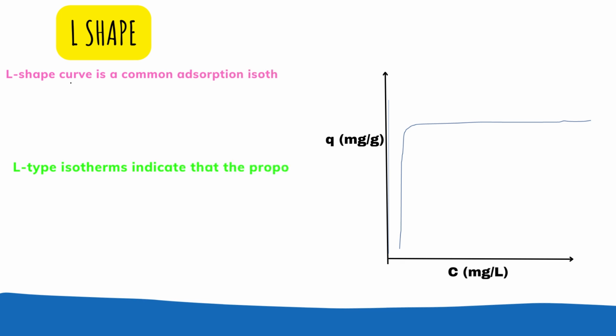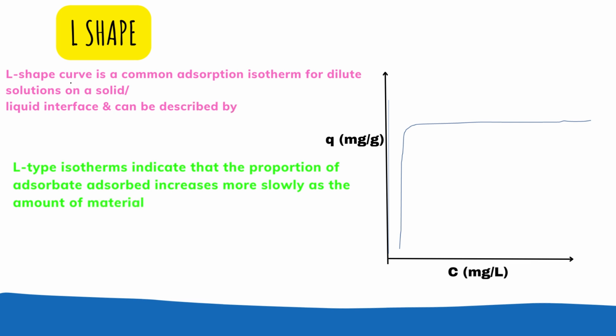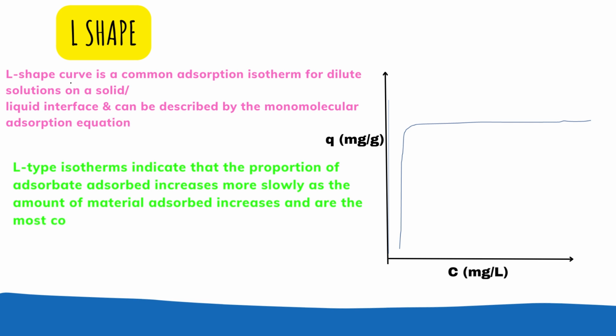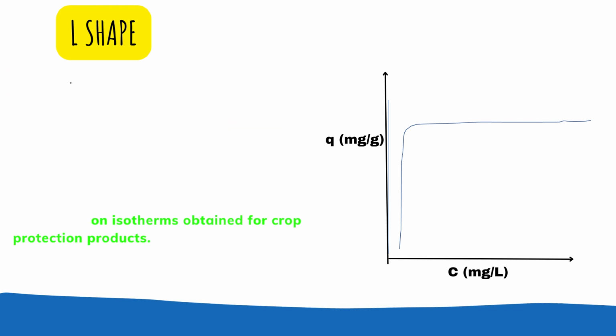L shape curve is a common adsorption isotherm for dilute solutions on a solid liquid interface and can be described by monomolecular adsorption equation presented by Langmuir. And L-type isotherm indicates that the proportion of adsorbed increases more slowly as the amount of material adsorbed increases and are the most common isotherms obtained for crop protection products. Here is the typical L shape.